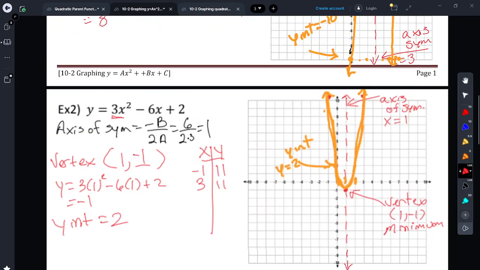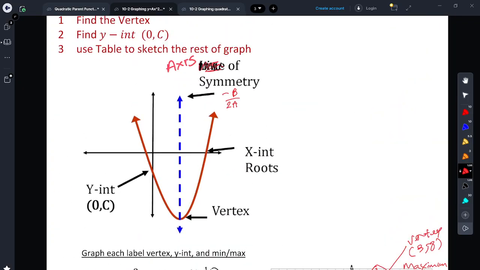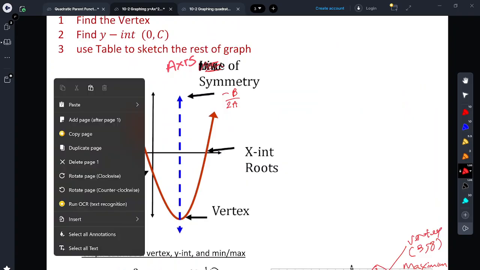Make sure when you do this, the key is the axis of symmetry and everything else falls out of that, yeah? All right.